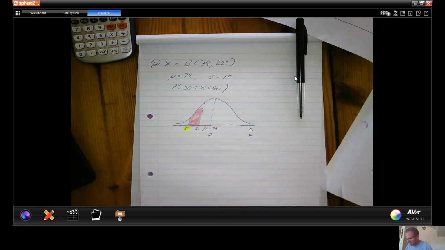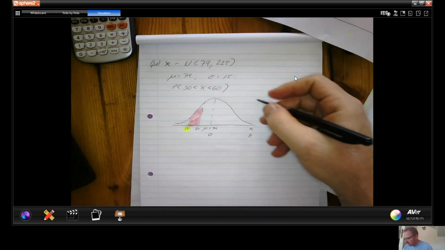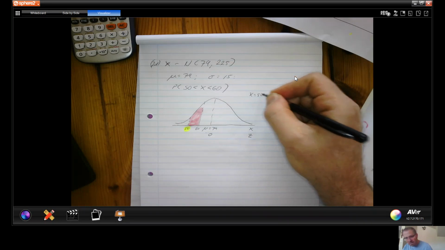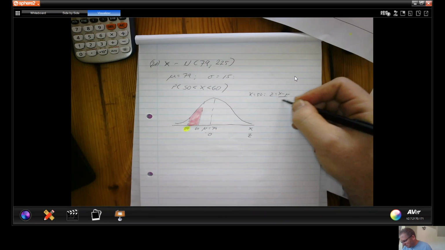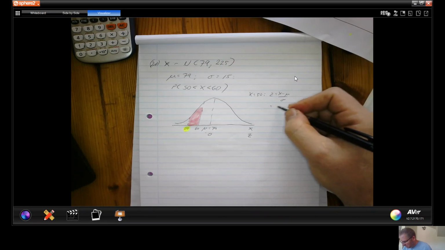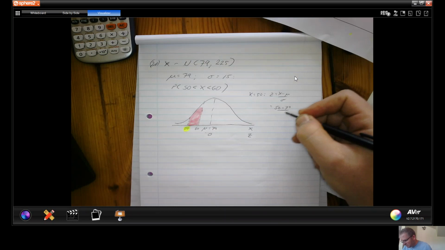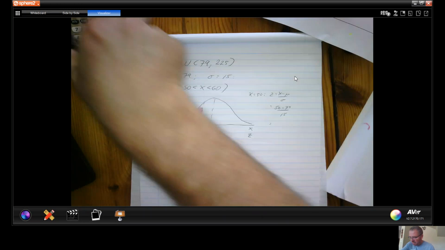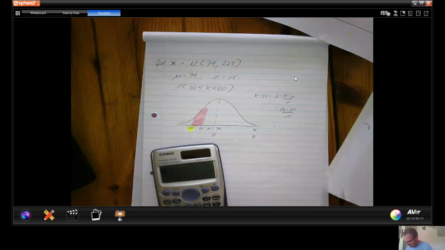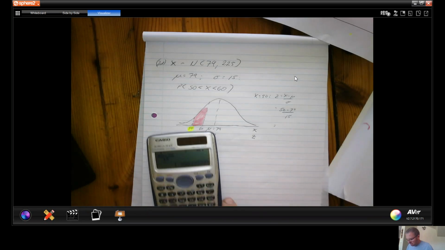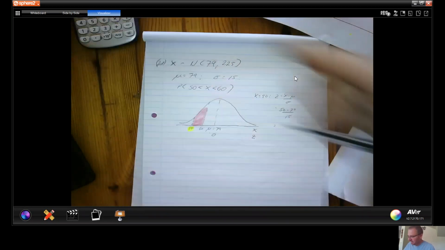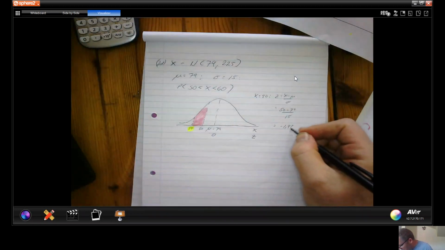Right. So first thing we're going to have to do is figure out the Z score that goes with 50. Z for X equal to 50. Z is equal to X minus mu over sigma. So it's going to be 50 minus 79. We know it should be negative because it's to the left, over sigma, which is 15. Put that into your calculator. And Sonali, tell me what you get. 50 minus 79 over 15. Capisce. Negative 1,93. Well done, Sonali.